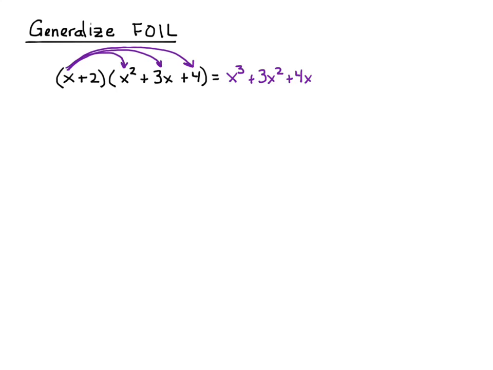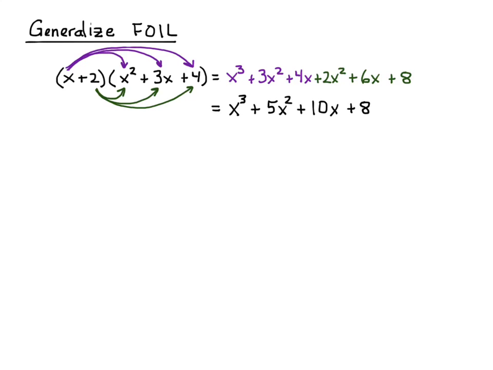And since I've done every term, then I'm going to start with the 2. So I get 2 times x squared, 2 times 3x, 2 times 4 is 8, and now it's a matter of combining like terms. And I get that. Okay, so the process that you use for FOIL works for any number of polynomials that you have. You just make sure you start from the beginning and go all the way through for all the terms in both polynomials.